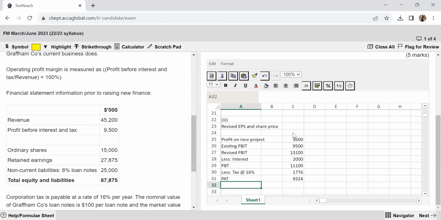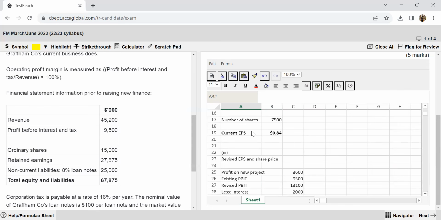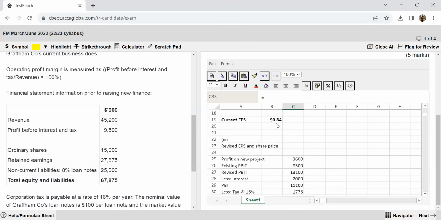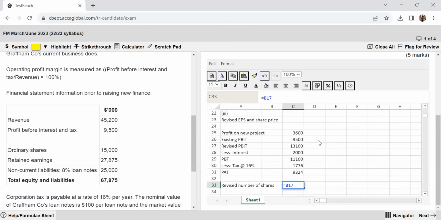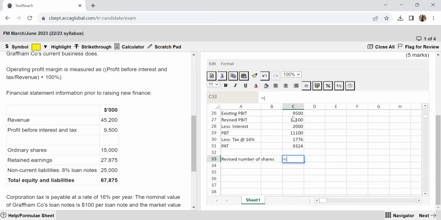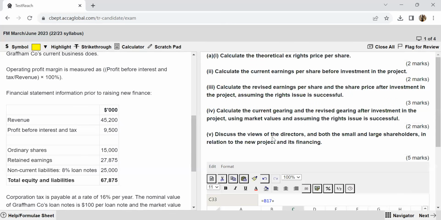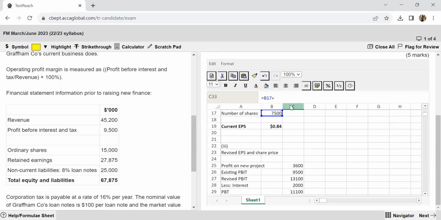And now let's have a look at the number of shares. Earlier, the number of shares that we had found out was 7,500. Now we are going to add to this the new shares that we are issued. So revised number of shares will be first of all adding this number of shares which was existing, that was 7,500. So 7,500 plus how many have we issued now?